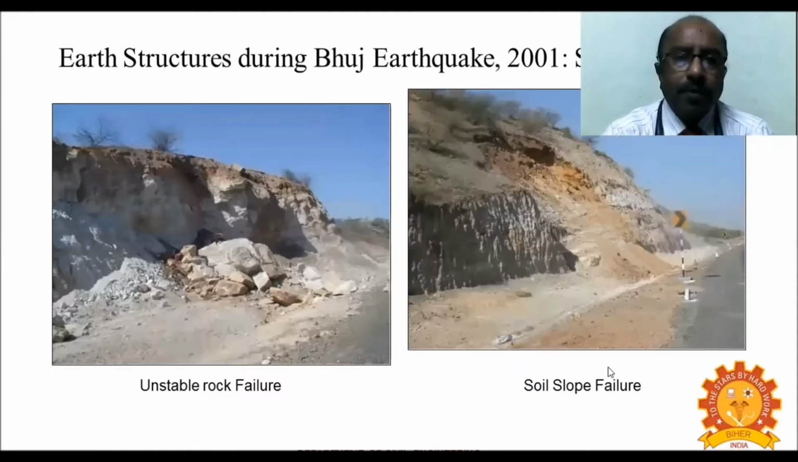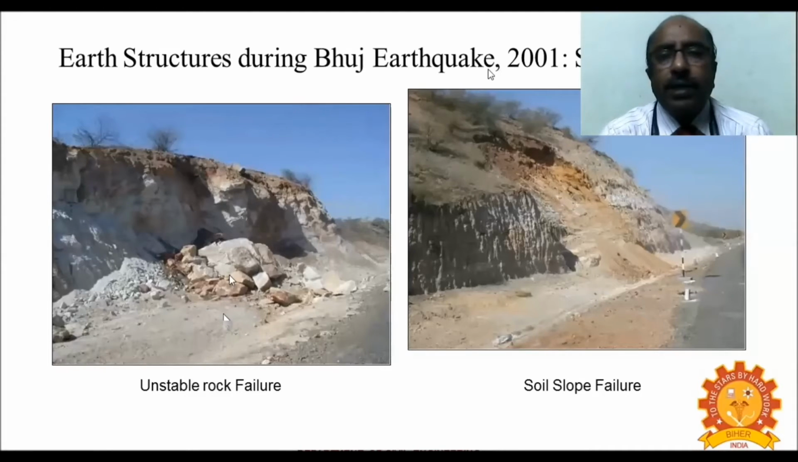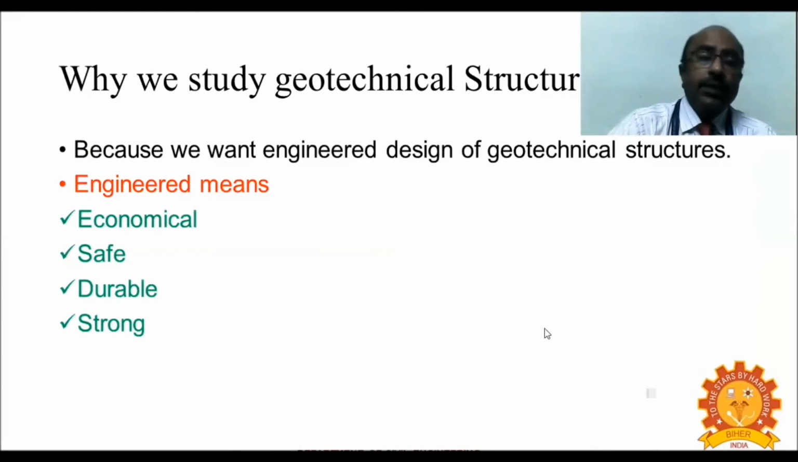Foundation rubble collapsed. Also, we have unstable rock failure because of this earthquake in 2001. Also, there is slope failure, soil slope failure, because of this earthquake. So, earthquake is a major danger.